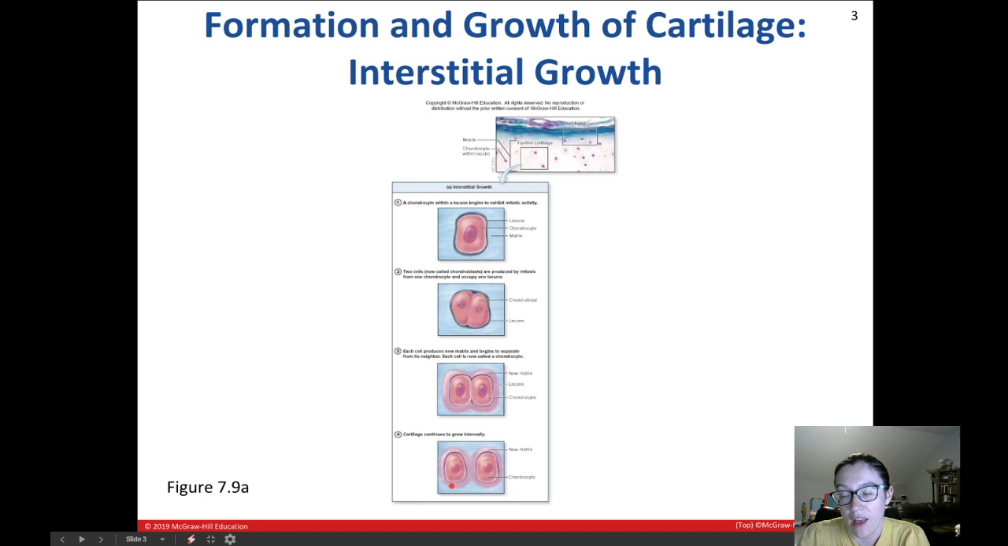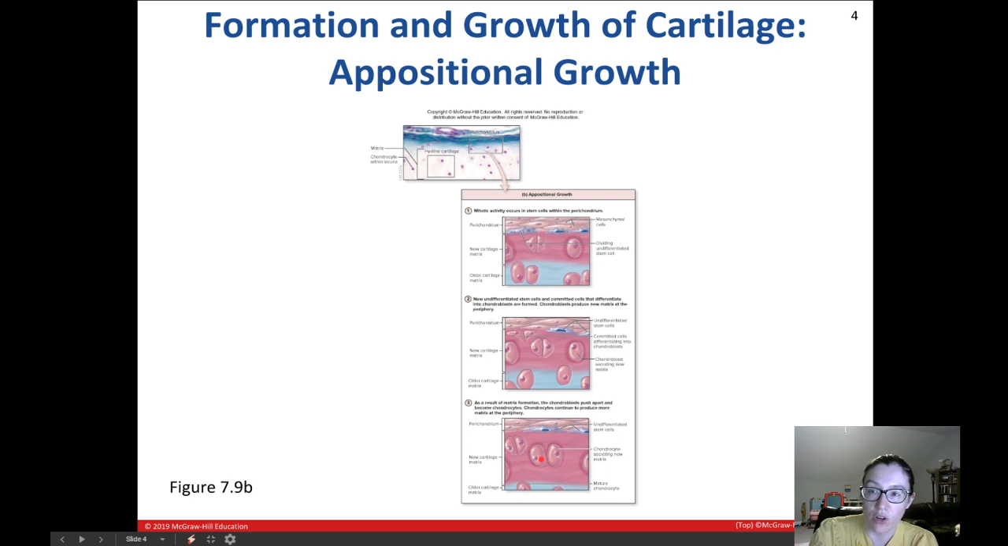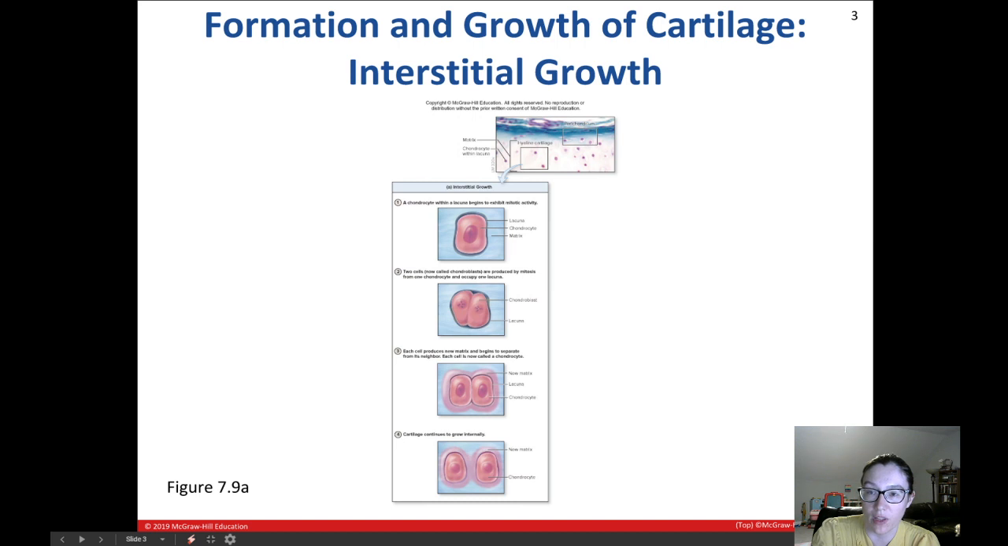And once they become separate, and they're now in their own little area, then they will continue to secrete more of their ground substance for a little while until, once again, they become mature chondrocytes. And so this is going to keep happening. As I said, this happens pretty early in embryonic development, when all of this is very fluid-like, and we have explosive growth happening pretty quickly. This is that interstitial growth here.